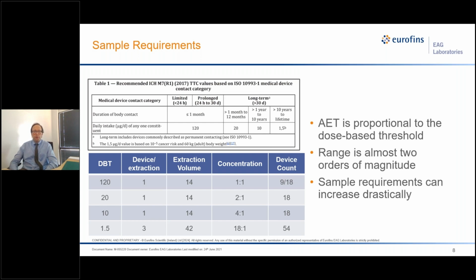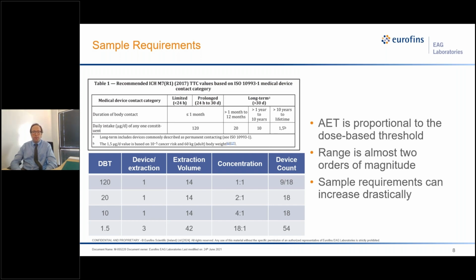What's important to know, though, is that the Analytical Evaluation Threshold, or AET, is proportional to the dose-based threshold, and the range on that number is almost 2 orders of magnitude. So on a limited device, we're going from 120 micrograms per day down to a lifetime device exposure, where it's 1.5 micrograms per day. So again, that's almost 2 orders of magnitude, and the sample requirements can increase drastically.